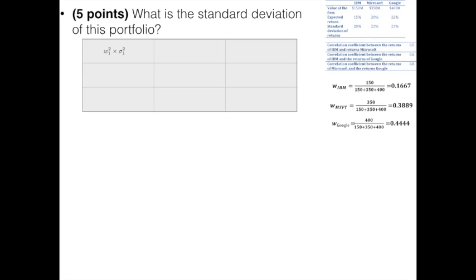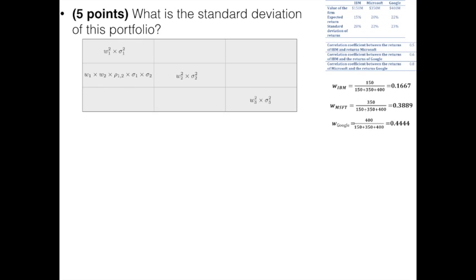Now you would do the same thing for the rest of the diagonal elements. This diagonal element would be there to capture the movement of Microsoft stock, and this one would be there to capture the movement of Google stock. Okay, these are the diagonal elements. Now let's go to the off-diagonal elements. This off-diagonal element would be there to capture the co-movement between IBM and Microsoft.